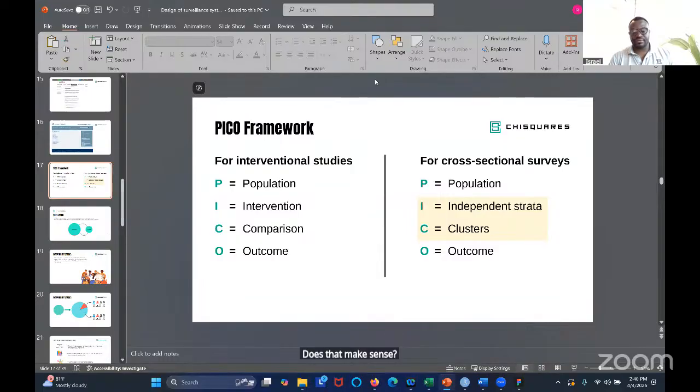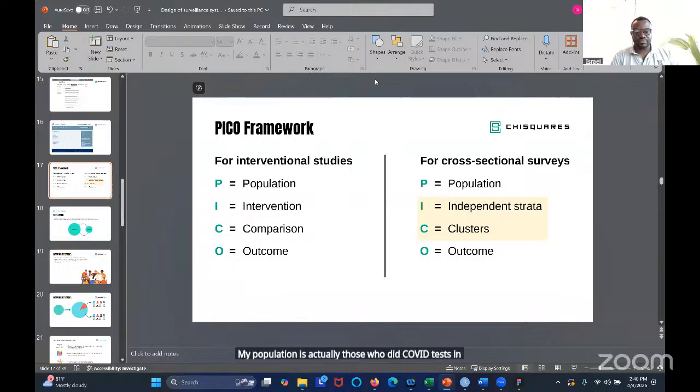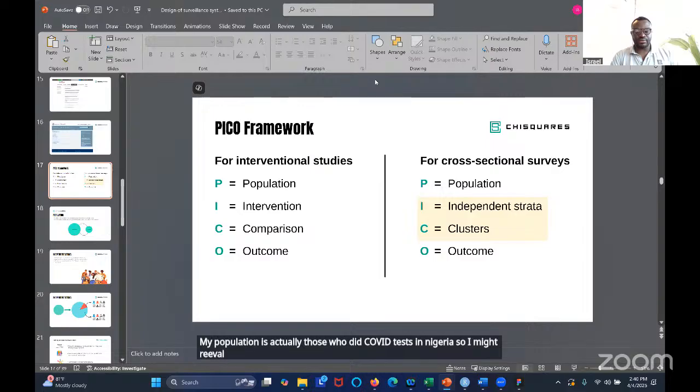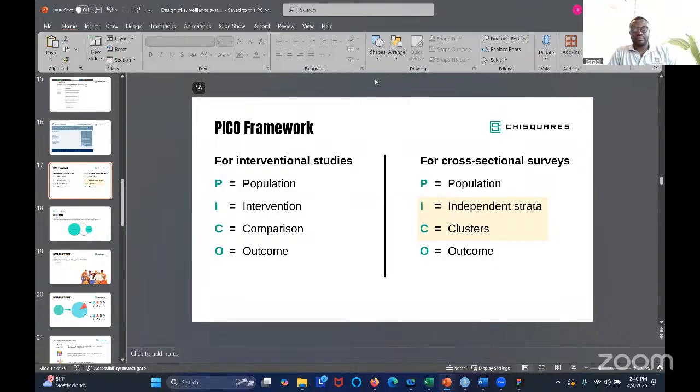Yeah, it does. Again, looking at it from the point of view of what my population is, my population is actually those who did COVID tests in Nigeria. So I might reevaluate based on what you said as to local governments. But again, the whole idea of choosing the initial 6 states was just to make sure that I capture enough people.